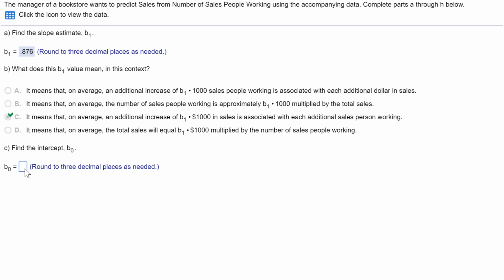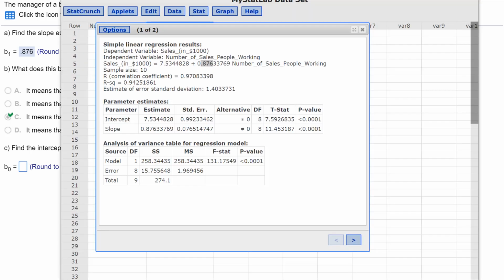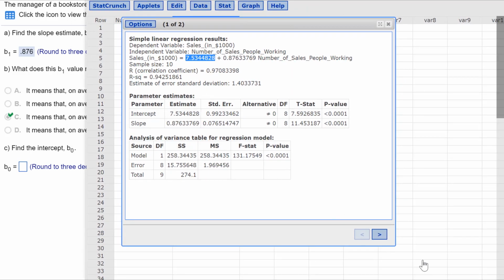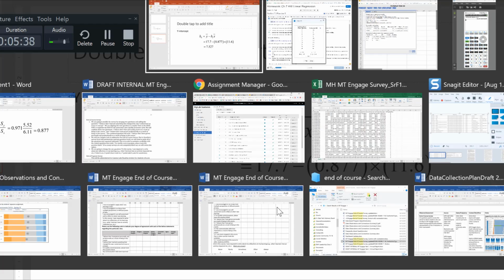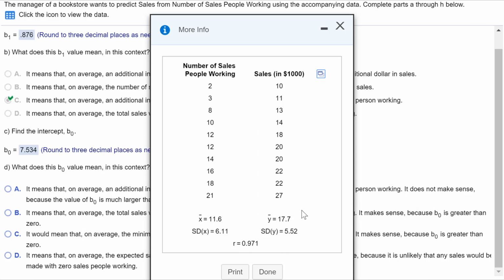So now find the intercept, and we've already done that. Switch back over here. Here's the intercept, 7.534, round to 3 decimal places. Similarly with the slope, there's a formula. B sub naught equals y bar minus the slope times x bar. And we just plug in those values that we had for the average, the slope, and the x bar, and we get 7.527, slightly different. And again, here they provided those values for me. It's off by a little bit, but not by much, and it should be close enough. It should give you credit for that.